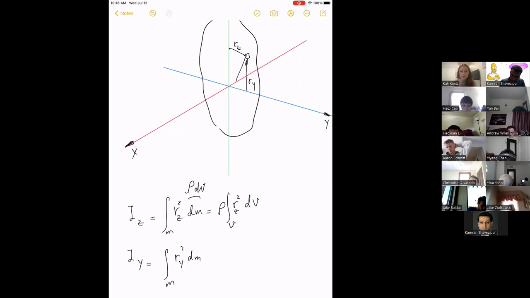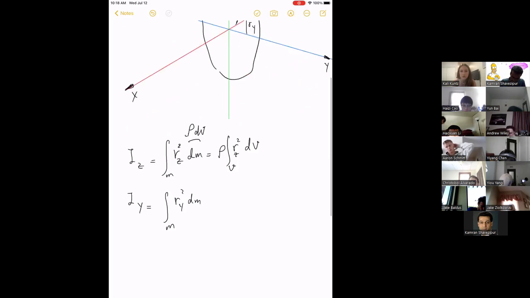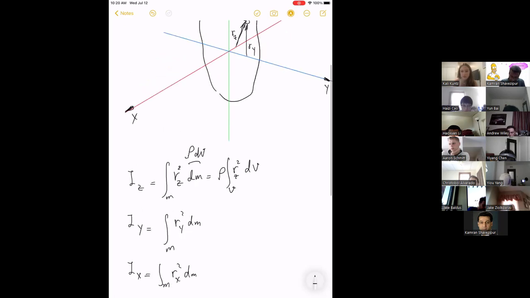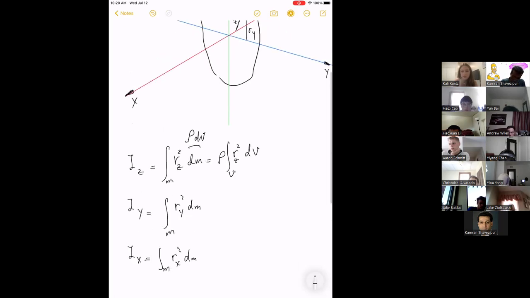And if I measure the distance of that particle from the x-axis, then you're going to get the integral of r_x squared dm, right? So that's how you're going to have three moments of inertia about each potential rotation axis.